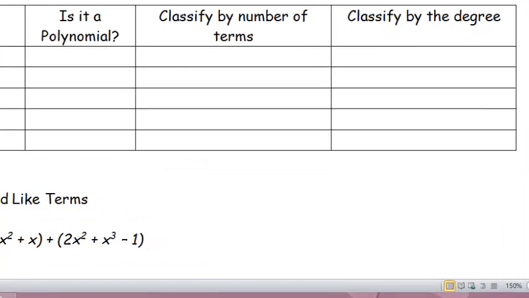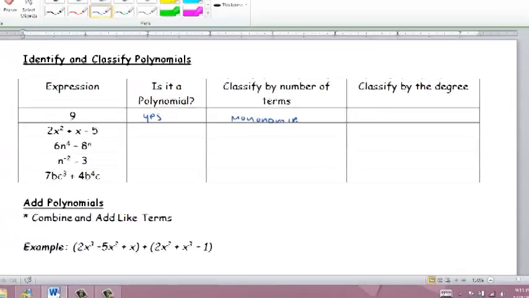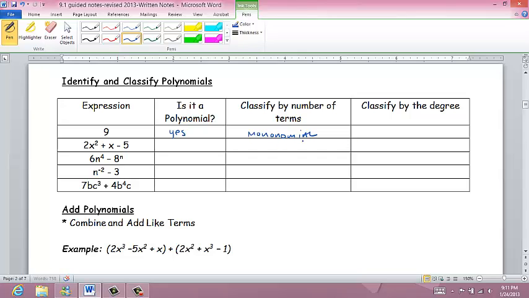First, is this a polynomial? The answer to that is yes. If I classify it by the number of terms, it's a polynomial with 1 term. Therefore, it is a monomial. The degree of a monomial, because this is a constant, is degree 0. Degree 0 we call constants.